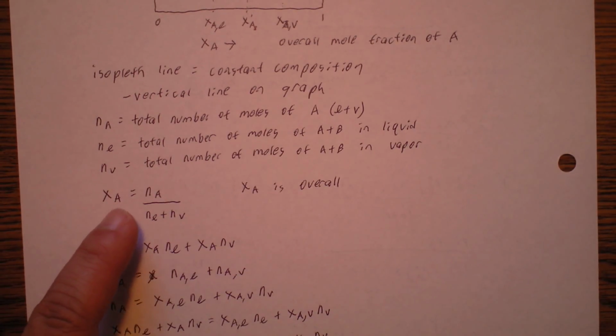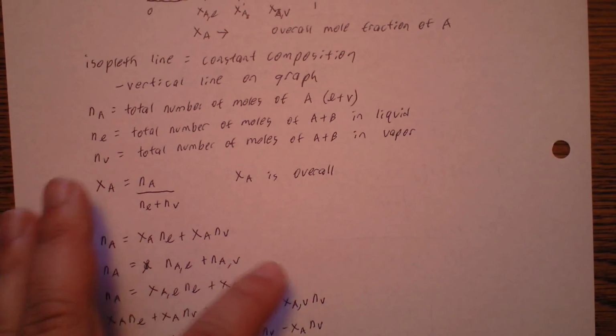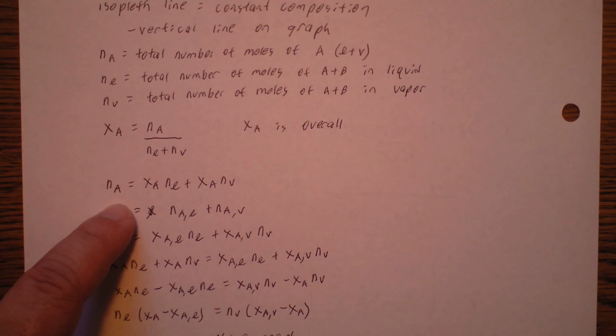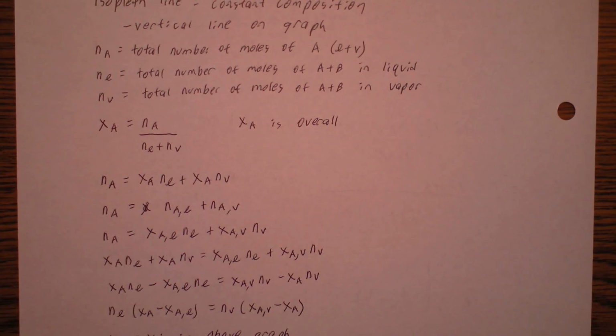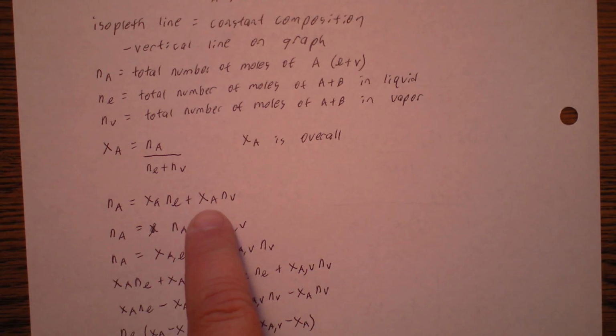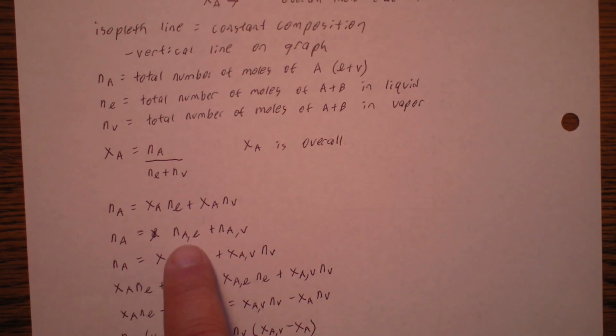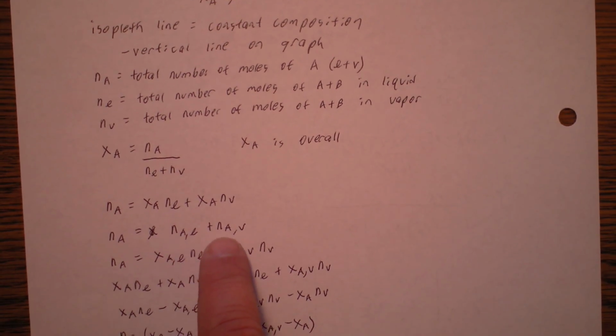Now we already said Chi A, the mole fraction of A, is equal to the number of moles of A divided by the number of moles in the liquid and the vapor phase. And then the number of moles of A is equal to the mole fraction of A times the number of moles in the liquid phase plus the mole fraction of A times the number of moles in the vapor phase. And then we get the number of moles of A is equal to the number of moles of A in the liquid phase plus the number of moles of A in the vapor phase. I think we established that before.